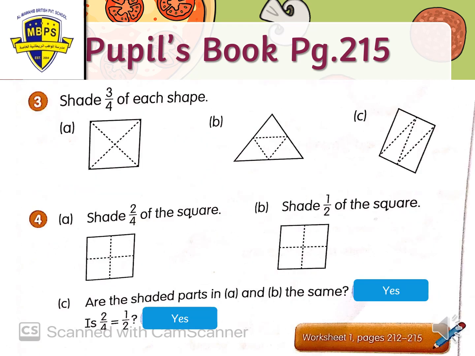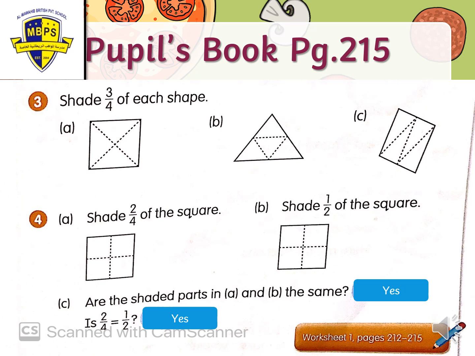On the same page, we have question number 3. Now you should color and do it by yourself. Shade 3 out of 4 of each shape, which means 3 quarters. So you need to shade 3 parts only. You have 4 equal parts and you will shade only 3 parts in each shape.